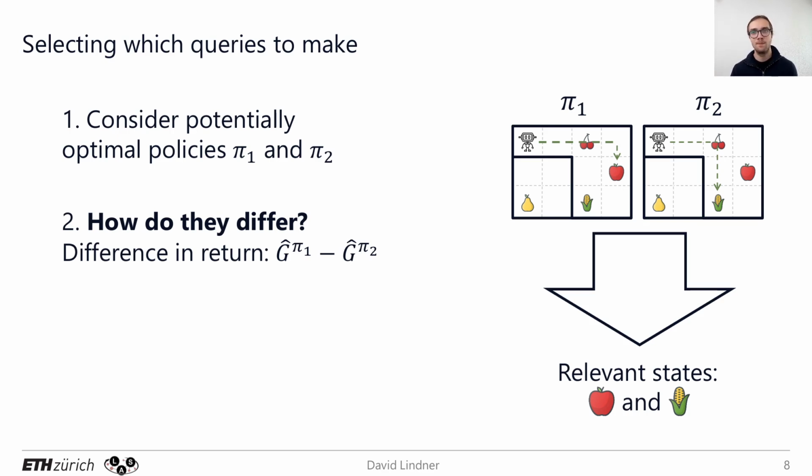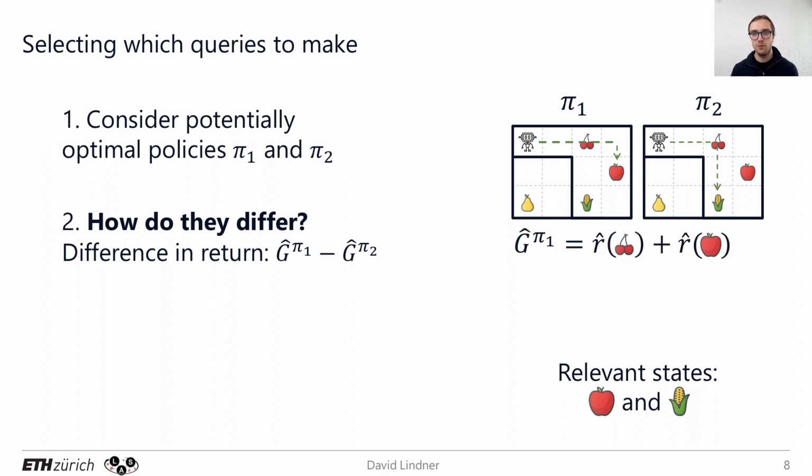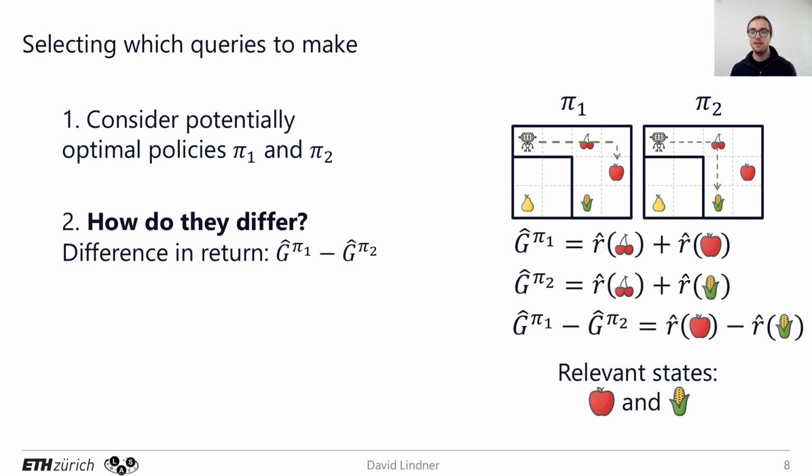In our example, the return of pi1 is given by the reward of the cherry and the reward of the apple, and the return of pi2 is given by the reward of the cherry and the reward of the corn. And also we can see that the difference between the 2 policies only depends on the reward of the apple and the reward of the corn.